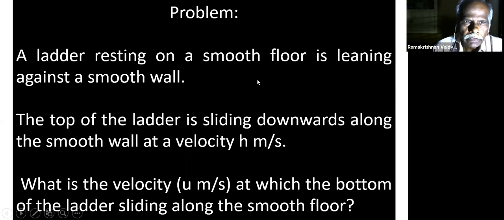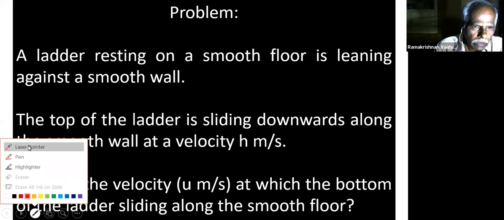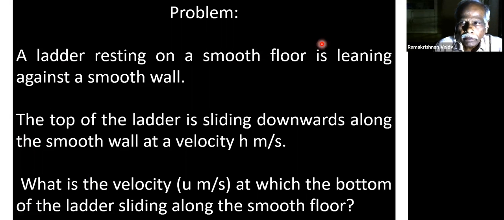We will try to solve this ladder problem in 3 different ways. The ladder is resting on a smooth floor and is leaning against a smooth wall. The top of the ladder is sliding downwards along the smooth wall at a velocity of 1 meter per second. h is equal to -1 because it is sliding downwards. So we will keep the direction upwards as positive and downwards as negative.